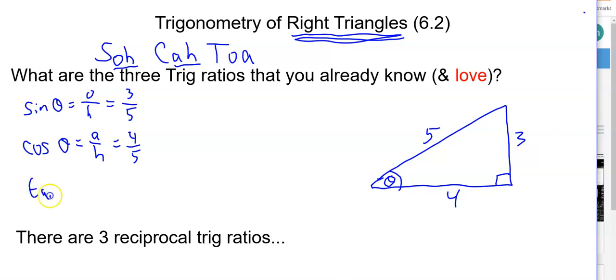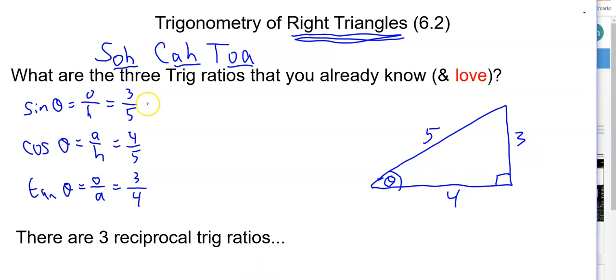Tangent is the next one. And that, of course, relates to the OA there, which is opposite over adjacent. In this case, the opposite side is 3, opposite to the angle. And then the adjacent side is 4, the one next to it, but not the hypotenuse. So the tangent of theta is the ratio of 3 to 4. If you were just told that the ratio of the sides is 3 to 4, it might be 6 and 8, might be 9 and 12, but the ratio is a 3 to 4 ratio.